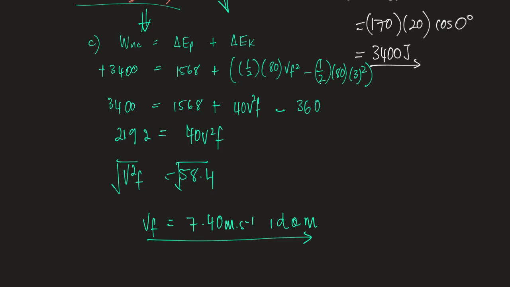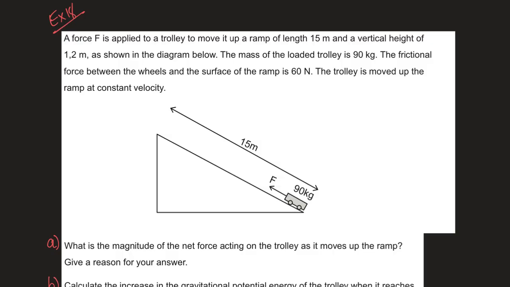All right, let's have a look at the next example. Exercise example 18. It says a force is applied to a trolley to move it up a ramp of length 15 meters and a vertical height of 1.2 meters, as shown in the diagram below.